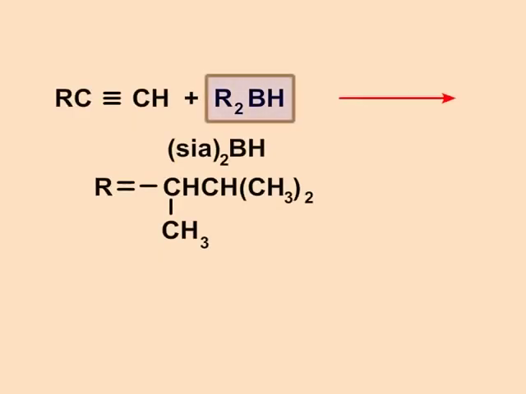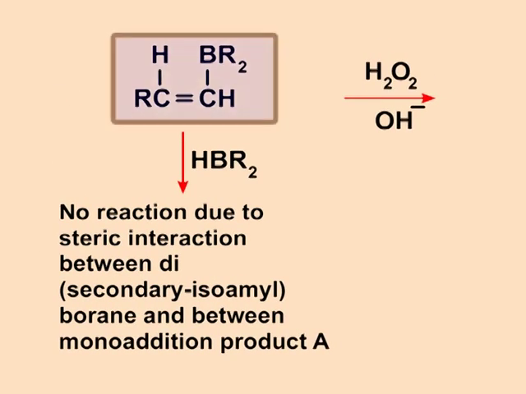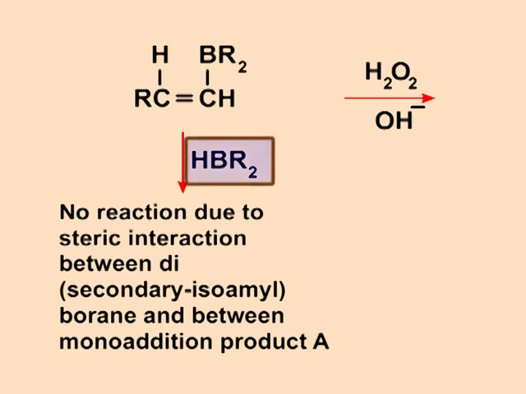Here R in R2BH is secondary isoamyl group. A hindered boron compound such as disecondary isoamyl borane, also called diisoamyl borane, reacts with an alkyne to give the mono addition product. This mono addition product contains a carbon-carbon double bond that could react with another molecule of disecondary isoamyl borane. However, steric hindrance between bulky borane and the mono addition product A prevents the addition of a second molecule of disecondary isoamyl borane.